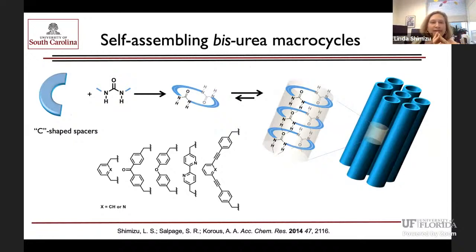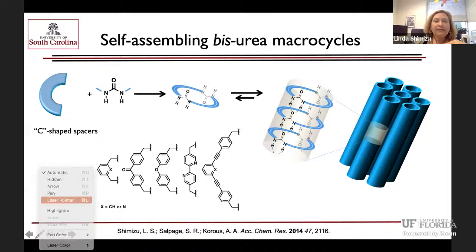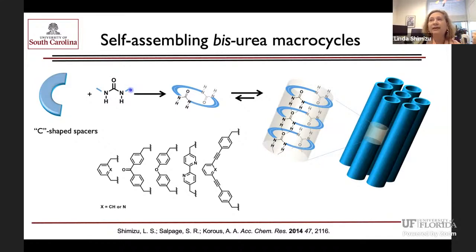So when we started with these bisurea macrocycles about 15 years ago, our design principle was very simple. We were going to use a urea, but ureas are very good at gelation and assembly. And so we needed to control how they assembled. We do that by using two C-shaped spacers. These pre-organize the urea groups approximately perpendicular to the plane of the macrocycle. And under these conditions, they assemble really nicely in high fidelity to give you columnar structures.